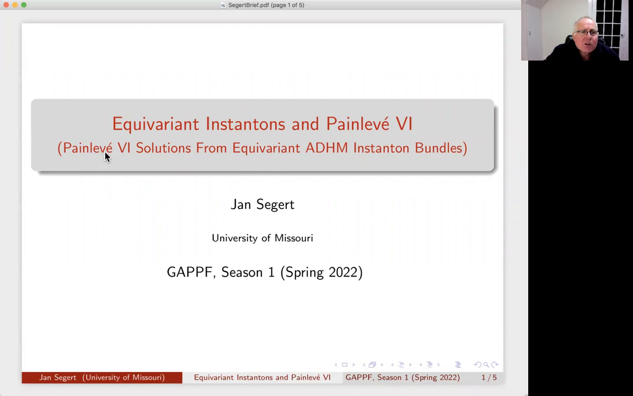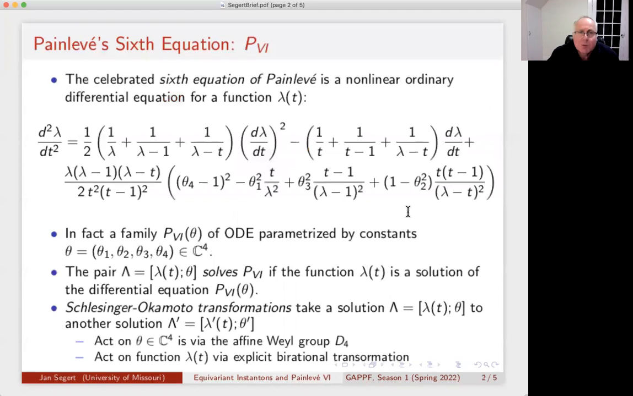And what we'll be doing is constructing solutions of the Painlevé 6 differential equations from equivariant instanton bundles. So let's try to unpack some of these things. So first of all, the Painlevé 6 equation, or P sub 6, is this nonlinear second order differential equation of a complex valued function of a complex variable, and it depends on a set of 4 parameters.